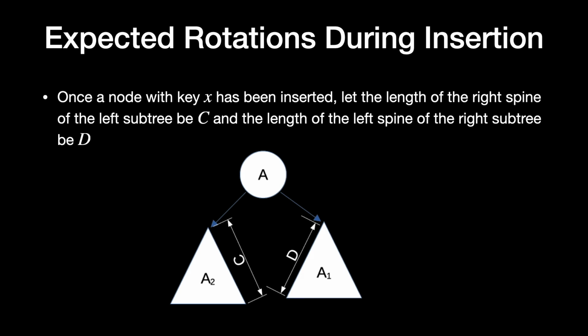The first definition is of C. So C is the length of the right spine of the left subtree of a node X that has just been inserted. So after X has been inserted, the length of the right spine of the left subtree is C. And similarly, the length of the left spine of the right subtree is D. We use these definitions to prove the next statement.